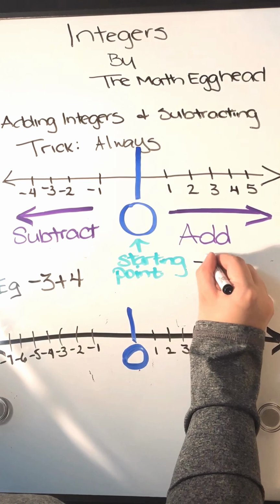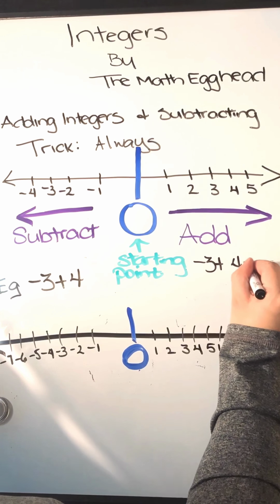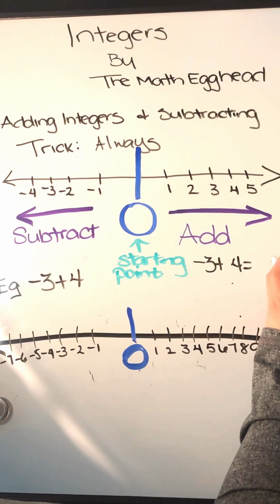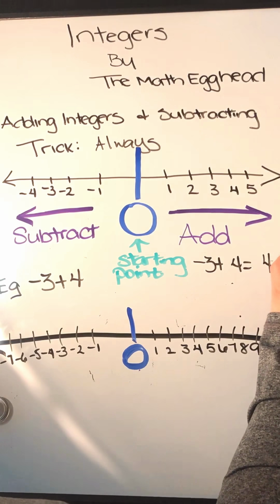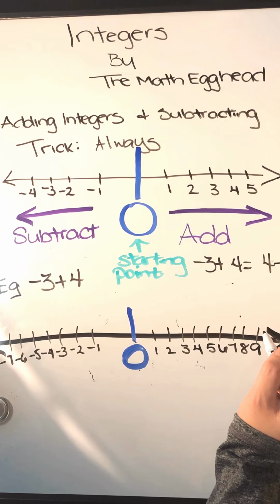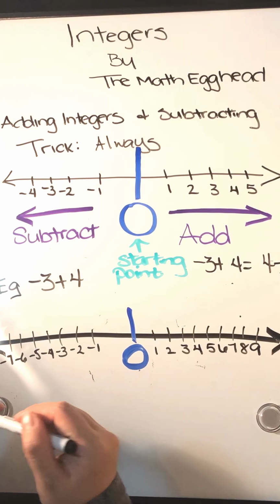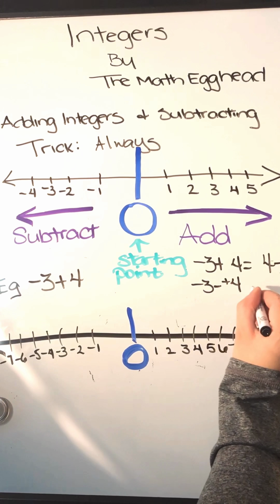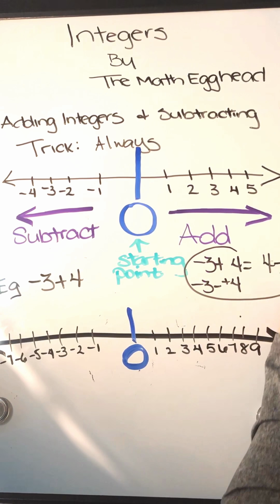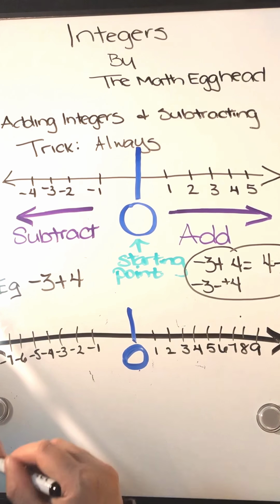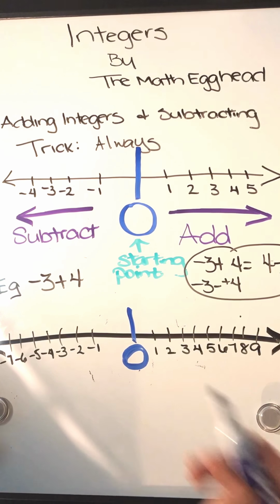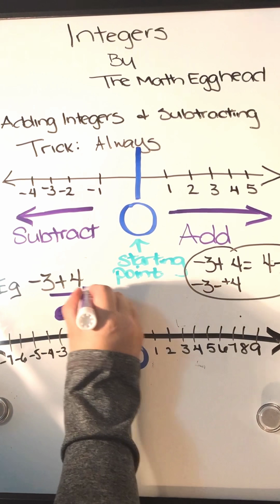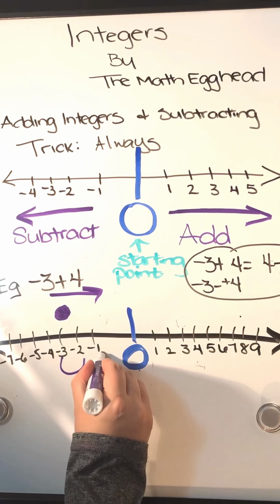Negative 3 plus 4. Well, we know that negative 3 plus 4 is the same as 4 minus 3. Oh, it looks like I wasn't in frame here, but that's 4 minus 3. Now, negative 3 minus positive 4 is not the same, because negative 3 minus positive 4 would actually be negative 7. So they're not the same.